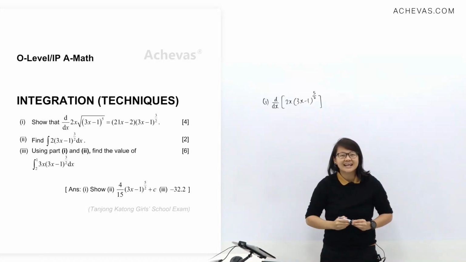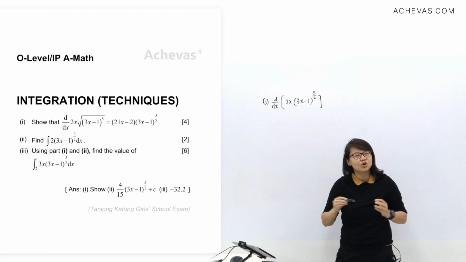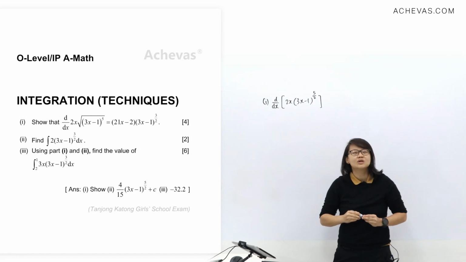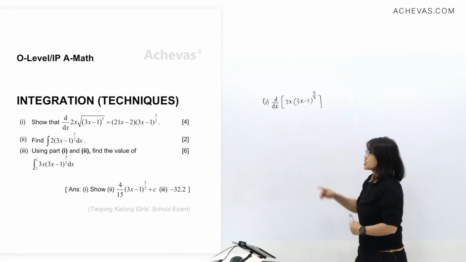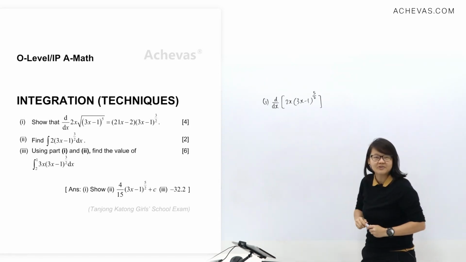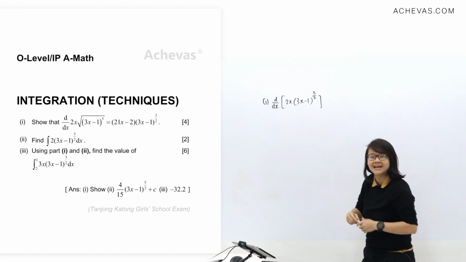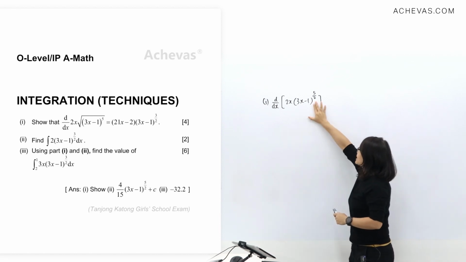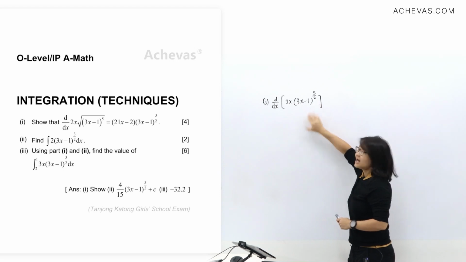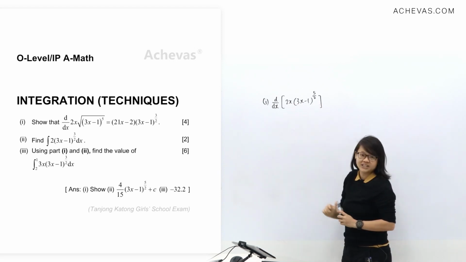Now let us take a look at an integration question which is slightly longer, where in part 1 we need to do a differentiation. I have changed the expression over there, square root of 3x minus 1 raised to power 5 as a fractional power. So I'm writing it as power of 5 over 2. Let's do a product rule over here.